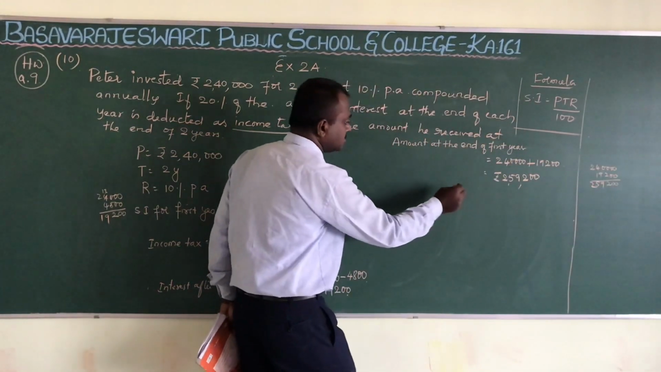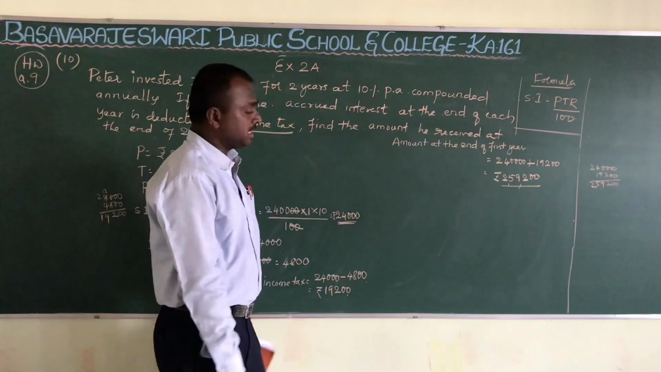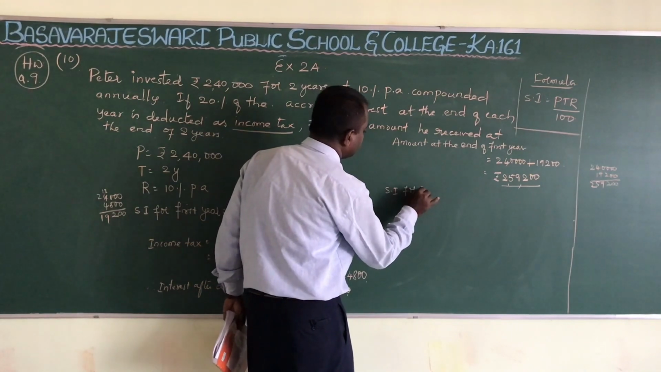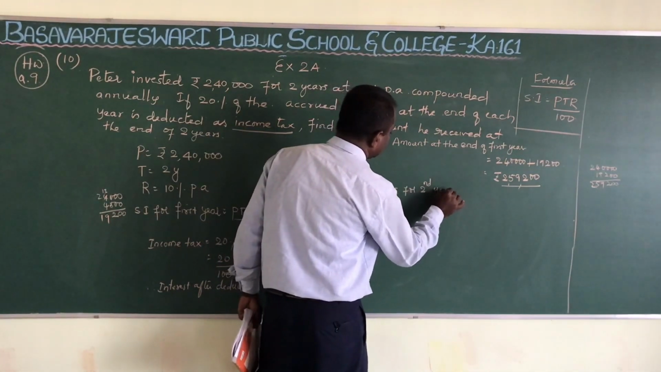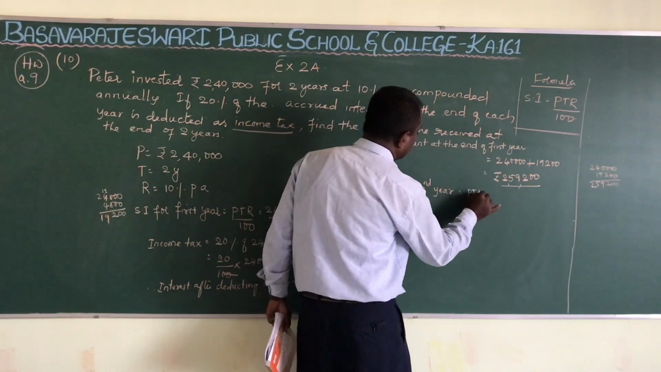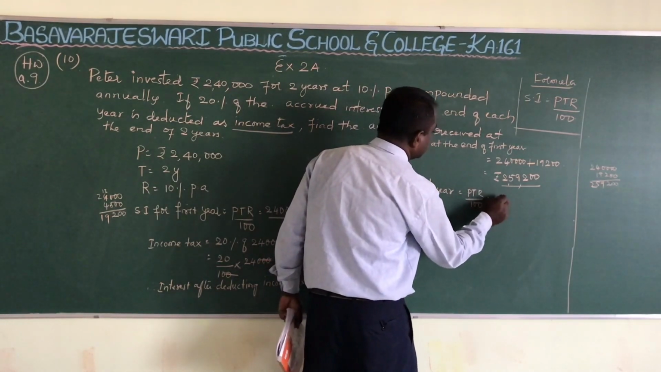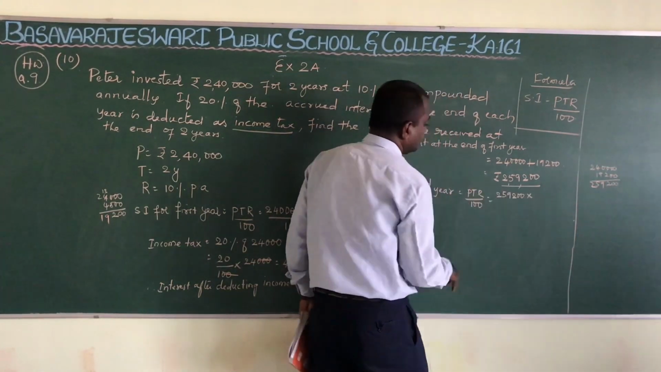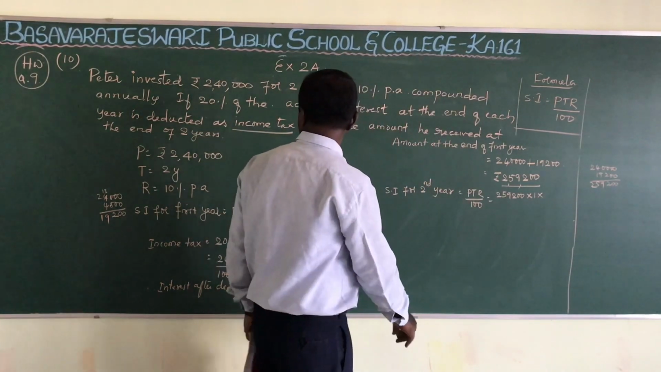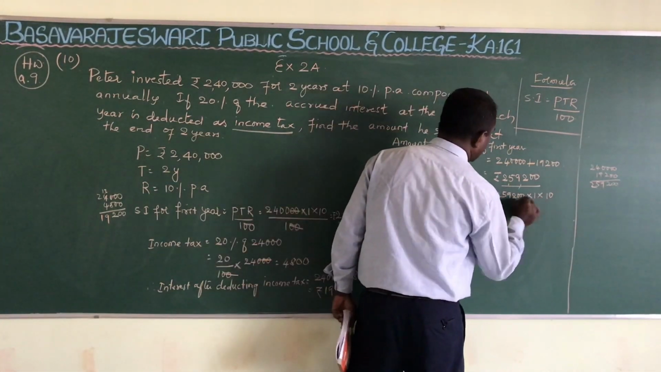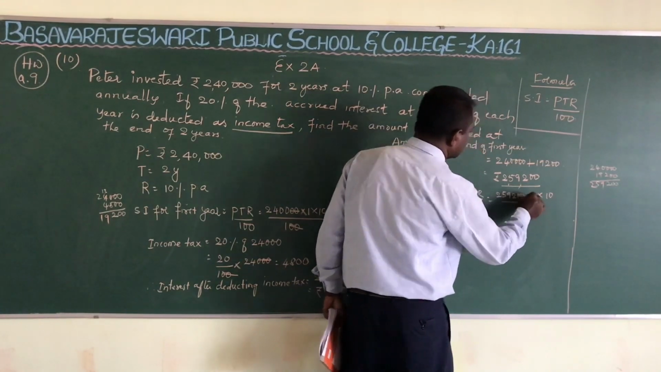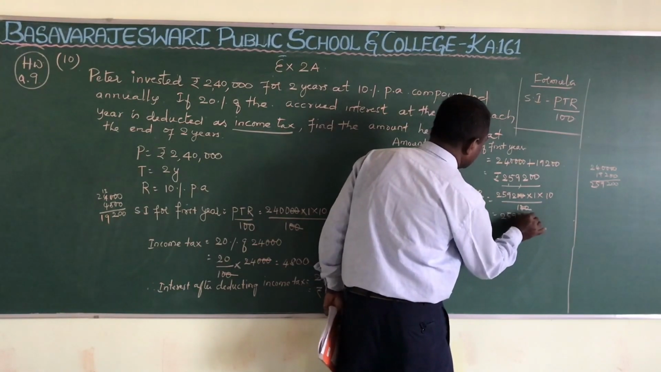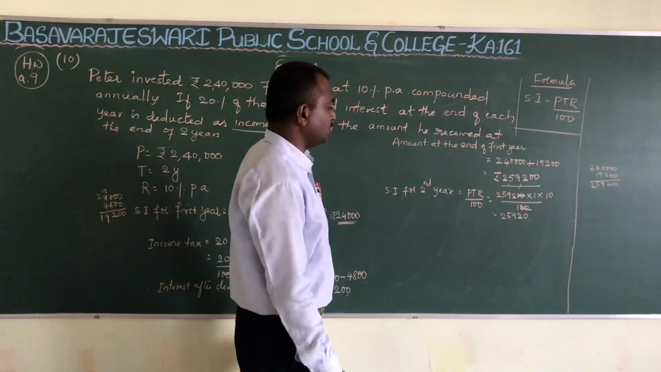So now this becomes the principal for the second year. Therefore, simple interest for the second year, that is PTR by 100, is equal to 2,59,200 into second year into rate of interest. How much are they given? 10. 10 by 100. Two zeros will be cancelled. So therefore 25,920 is the interest.